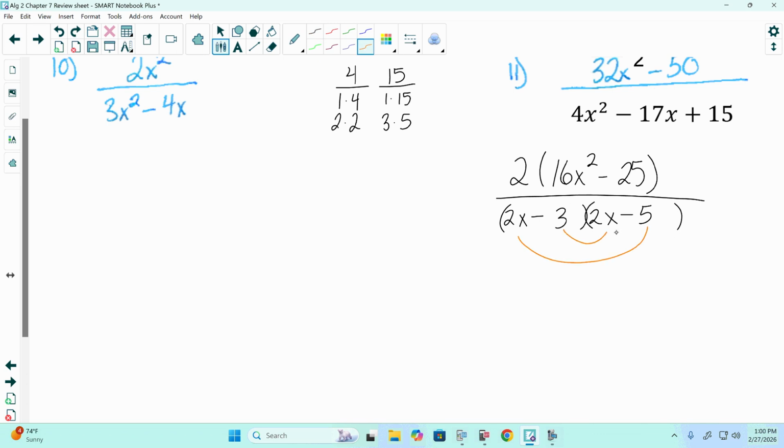If we check this, 2 times negative 5 is negative 10x. Negative 3 times 2x is negative 6x, giving us negative 16x. If we switch the 3 and 5, we'll get the exact same thing. So do we want to switch the 3 and 5 to 1 and 15, or switch the 2 and 2 to 1 and 4? 1 and 4? Where do you want the 4? With the 3 or the 5?